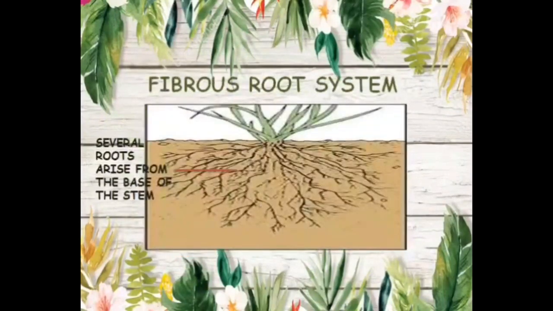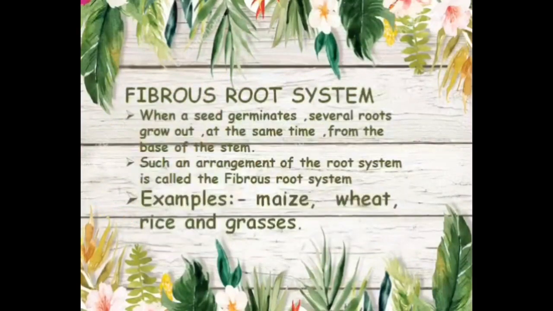Coming to the next topic, which we are going to discuss now in the next slide, that is the fibrous root system. Here you can see whenever a seed germinates, several roots arise from the base of the stem. Various roots arise from the base of the stem, not a single root. That is the basic difference between the taproot and the fibrous. Several roots arise from the base of the stem. Such type of system is called a fibrous root system. Coming to the next, let's see the definition.